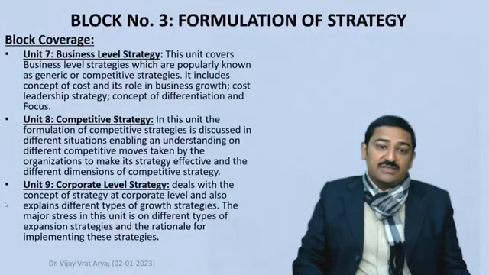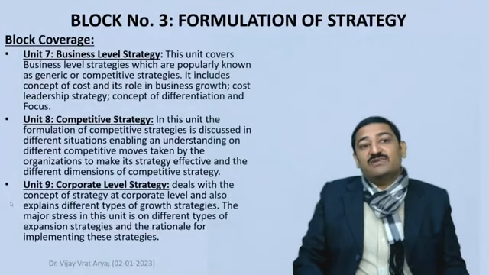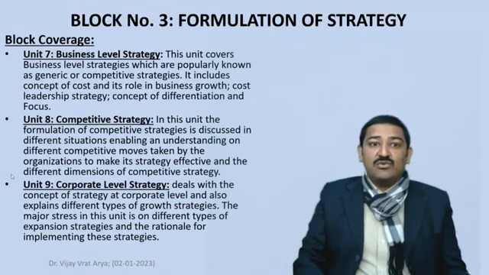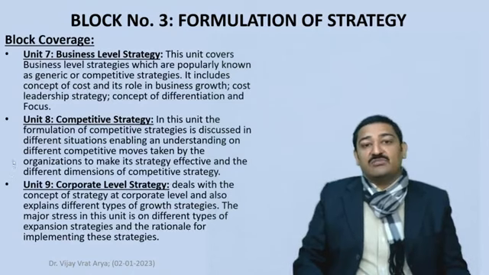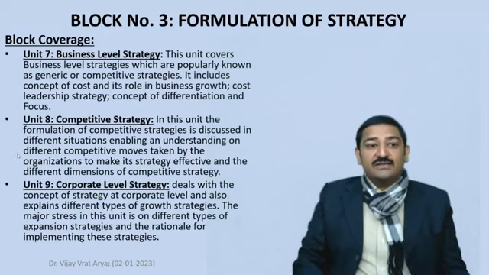So this was unit 6 of block 2 that we have discussed. Now we need to refer to block number 3, which is formulation of strategy, where three major units are there. Unit 7 is about business level strategy that we will be covering today. Here in this unit, the popularly known business level strategy is also referred to as the generic strategies, which include the concept of cost and its role in business growth.